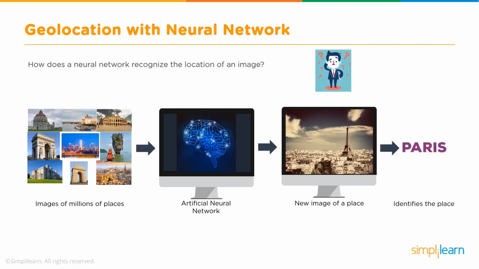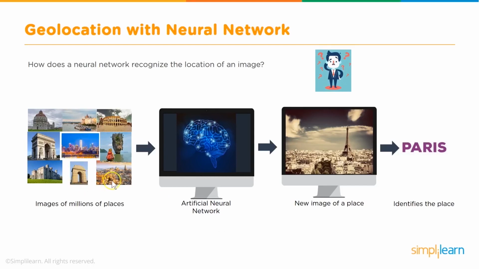There are several innovative and interesting applications of deep learning, one being identifying a geographical location based on a picture. Now, the way this works is by training an artificial neural network with millions of images, which have their geolocation tagged. And when we add a new picture, the network will be able to identify the geolocation of this new image.